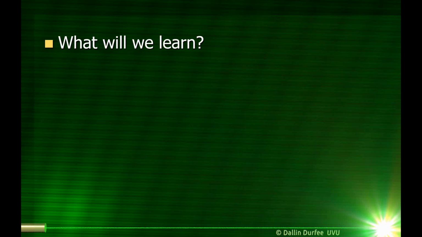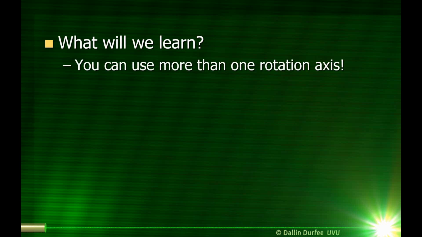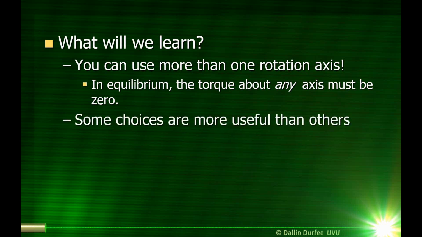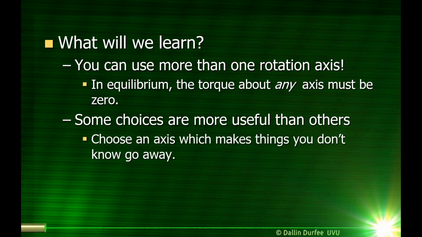But before we work these problems, I want you to pay attention to some of the things that you should learn as we work these problems. First of all, we're going to learn that you can use more than one rotation axis. There's more than one possible axis we could choose, and sometimes we're going to use multiple on one problem. In equilibrium, the torque about any axis must be 0. And it turns out that some choices for the axis are more useful than others. For example, usually you want to try to choose an axis which makes things you don't know go away. Then your problem is simpler.